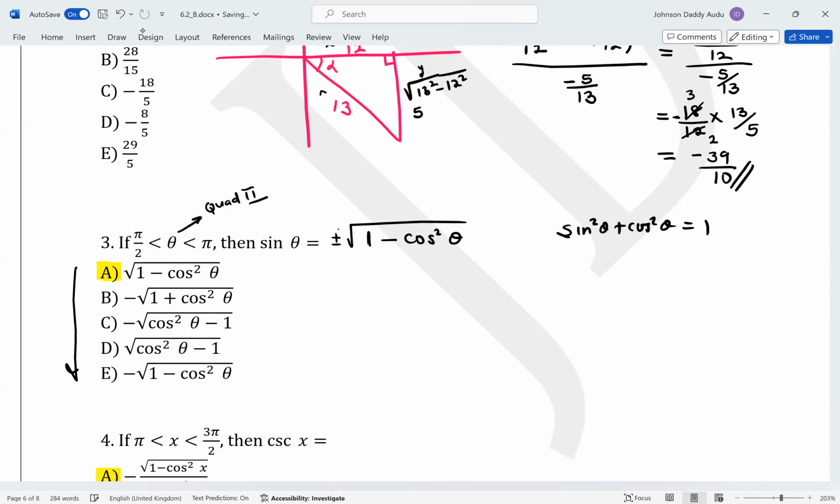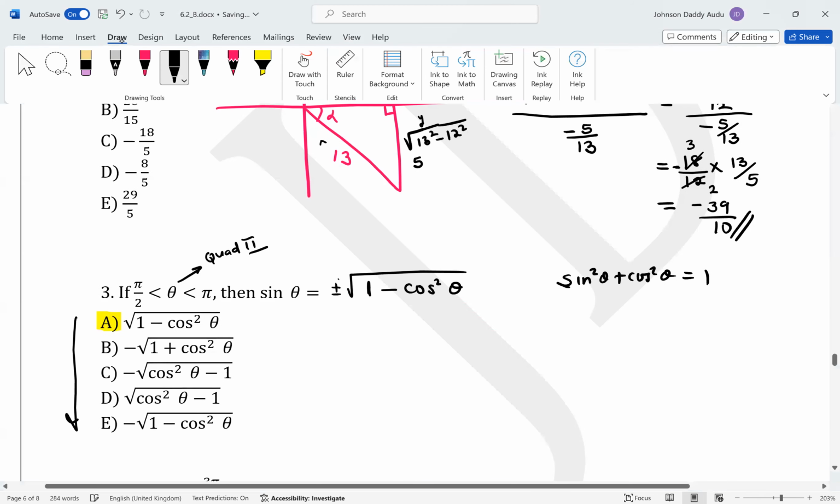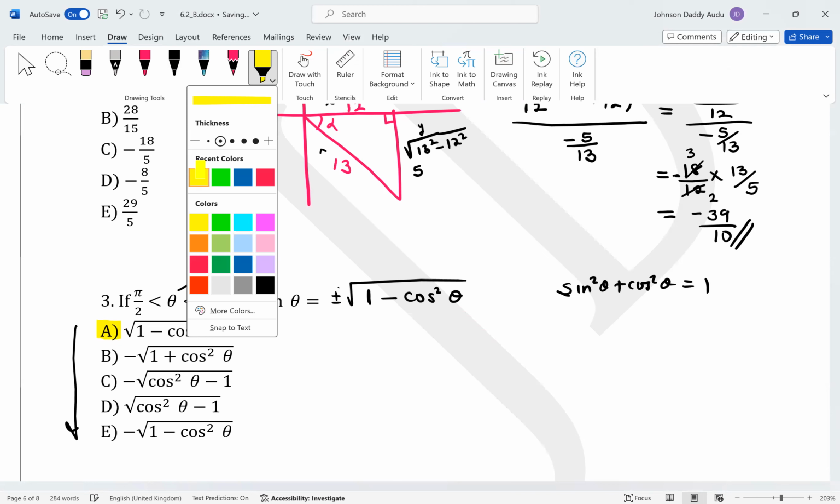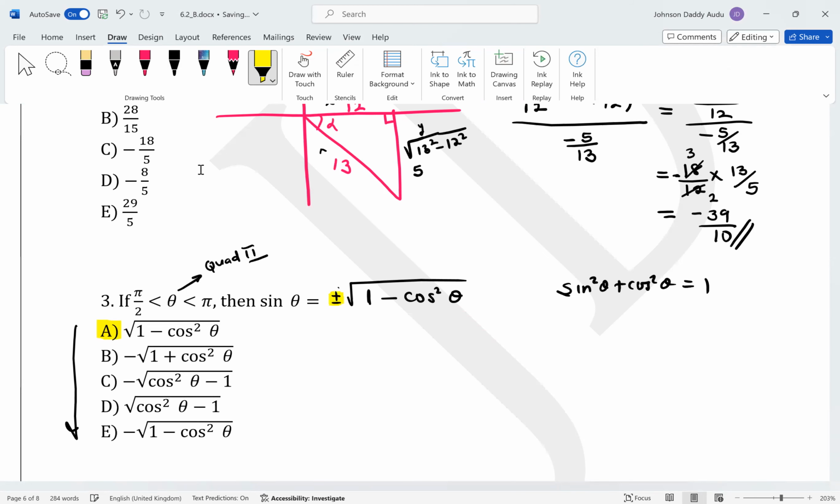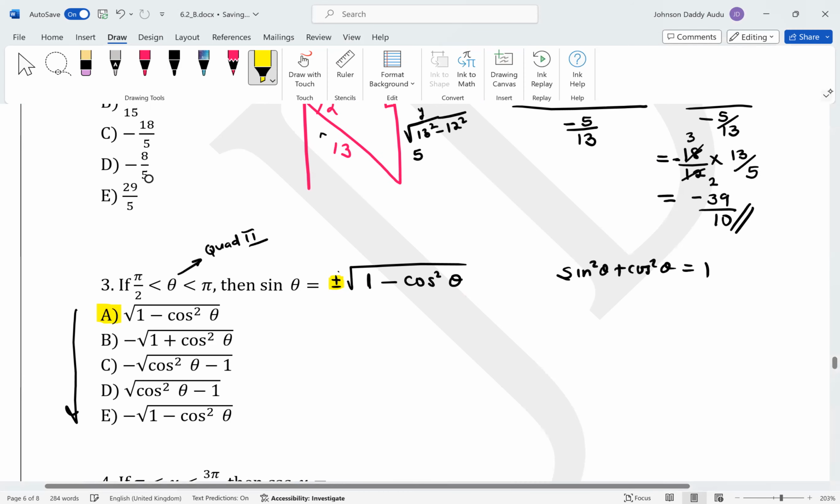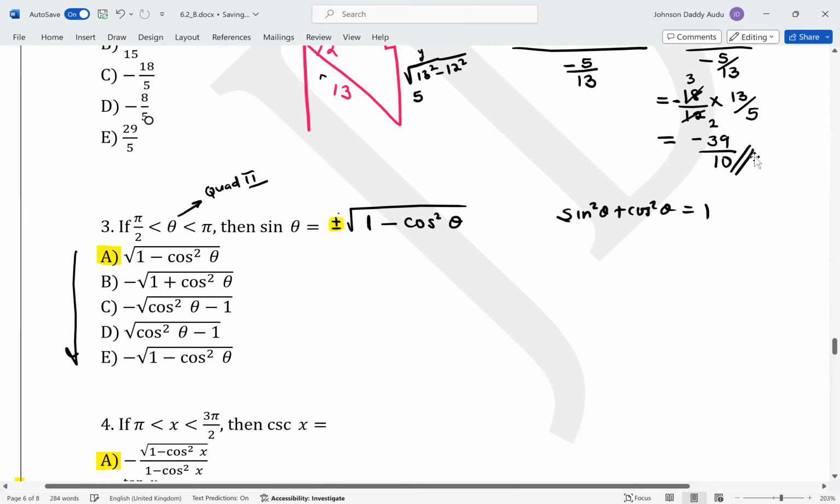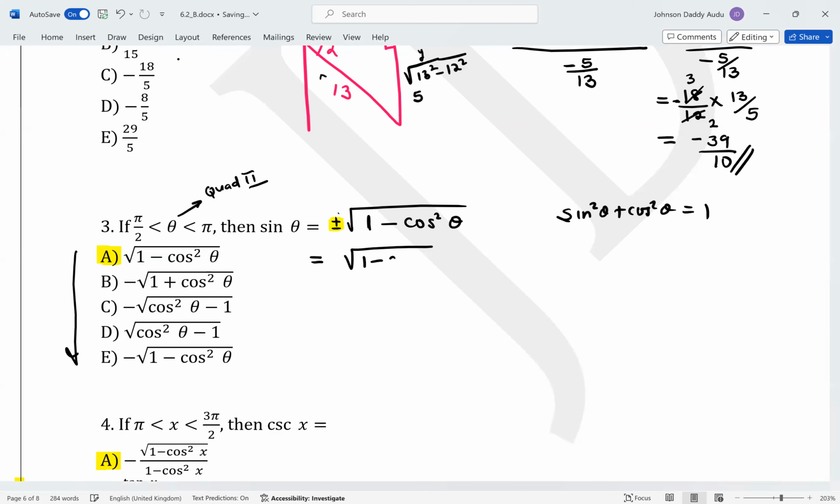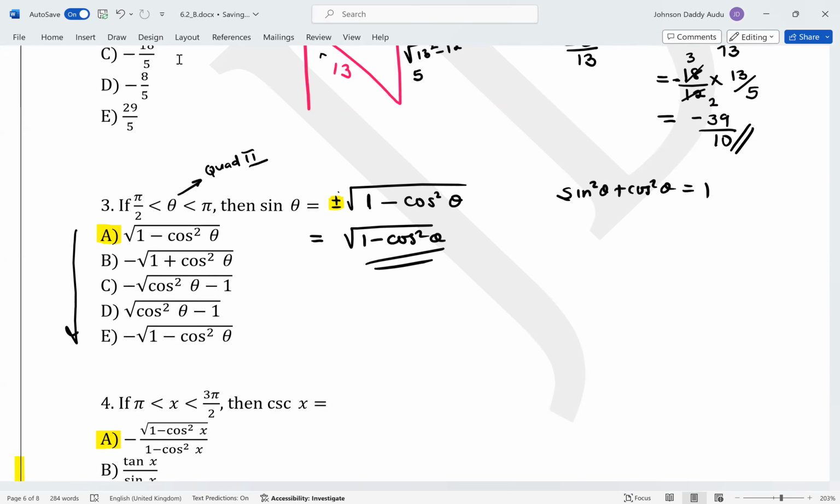Now, here, what do we use? Do we use positive? Here you have plus or minus, right? So here we're going to take what? We're going to take based on the quadrant. And as you can see, the quadrant is quadrant 2. And we know that sine is positive in quadrant 2. So we'll take the positive one, which is just the square root of 1 minus cosine squared theta. And we're done. And this is because of the quadrant.